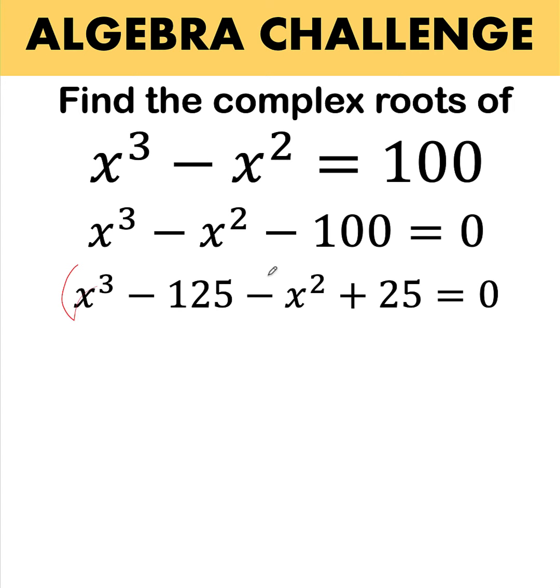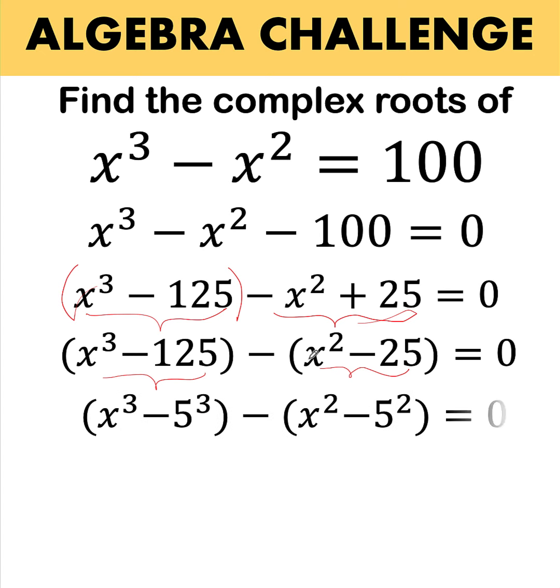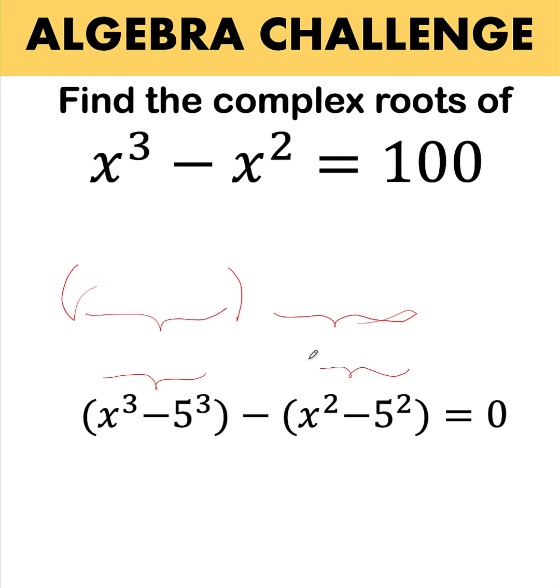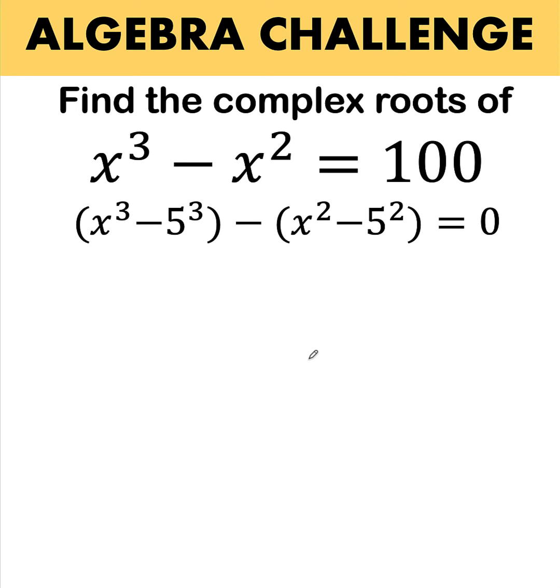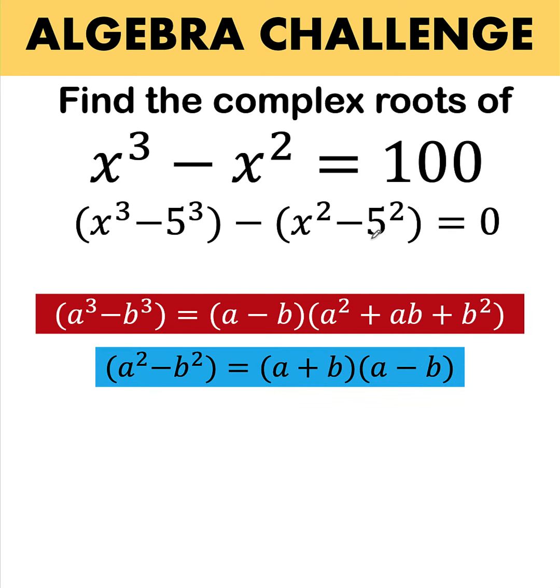We can group these first two terms together, and we can also group these last two terms together, but we need to be careful because there is a minus sign here. So this is a difference of 2 cubes. This is a difference of 2 squares because this 125 is 5 cubed. This 25 is 5 squared. So this is now what we are going to simplify. We need to recall the identity for the difference of 2 cubes and the difference of 2 squares.